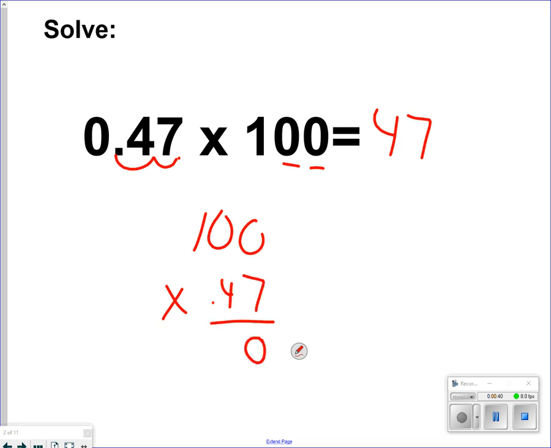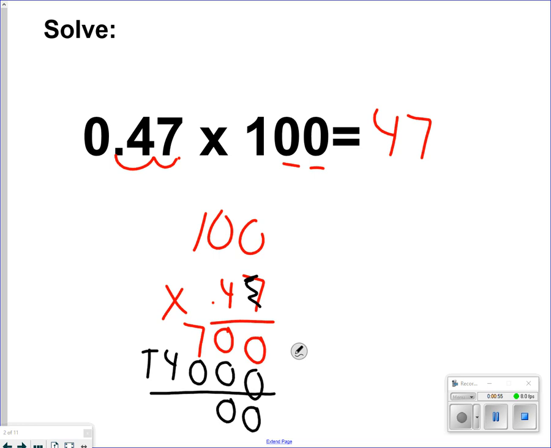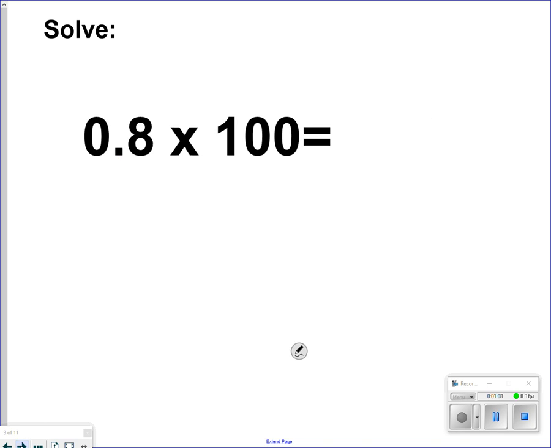7 times 0 is 0. 7 times 0 is 0. 7 times 1 is 7. I'm going to put a place value holder in here. 4 times 0 is 0. 4 times 0 is 0. And 4 times 1 is 4. If I add these things up, I got a 0, 7 plus 0 is 7, and we have a 4. 2 decimal spots, move it 2 decimal spots, and I'm stuck with 40. 40 is my answer, or 47, I apologize. 47 is my answer. Let's move on.